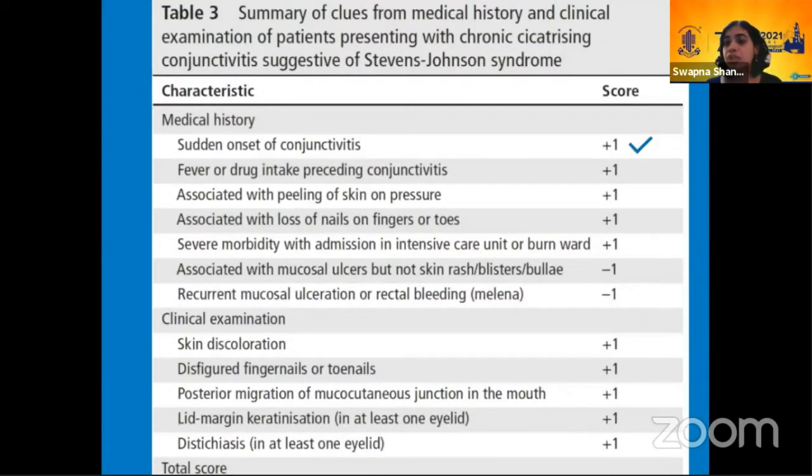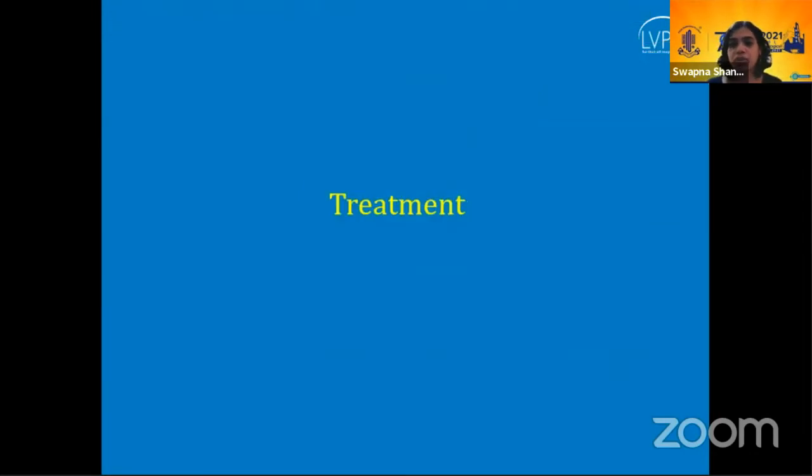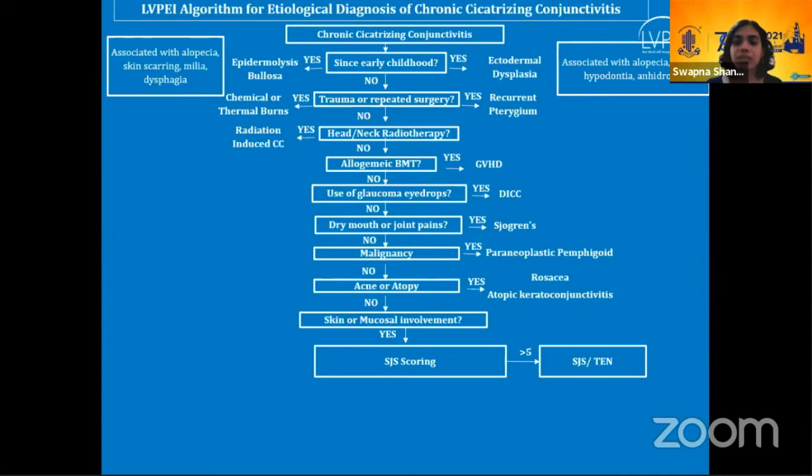In the medical history, if the patient gives a history of sudden onset of conjunctivitis associated with peeling of skin on pressure, associated with loss of nails in the acute phase from the fingers and the toes, with hospitalization for a long time during this episode, these were all the history that the patient gave us. And with clinical examination, she had disfigured fingernails and toenails. She had posterior migration of the mucocutaneous junction in the mouth, no lid margin keratinization, but she had distichiasis. So for her, the score came to 7. If it is more than 5, we come to a diagnosis of Stevens-Johnson syndrome. If it's less than or equal to 5, we tend to go towards the diagnosis of mucous membrane pemphigoid.